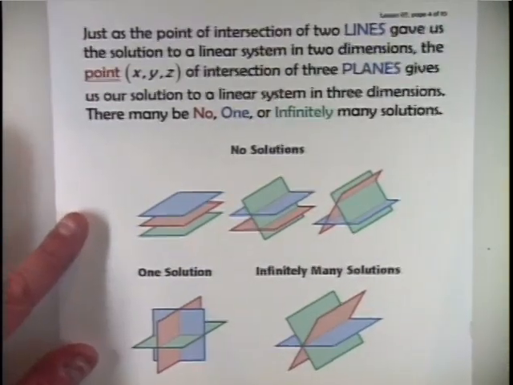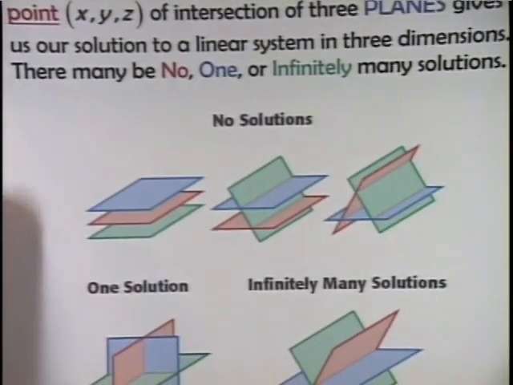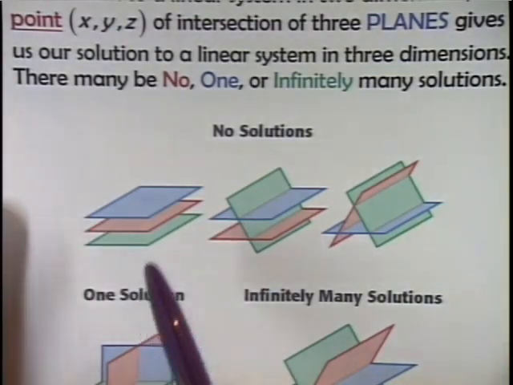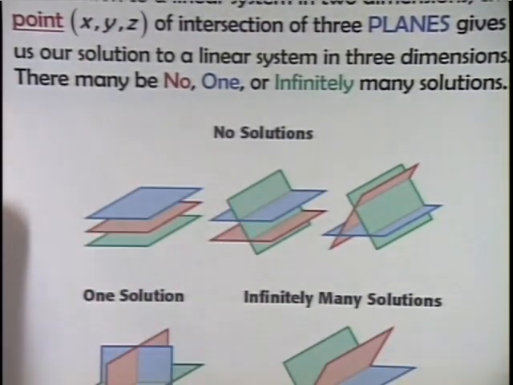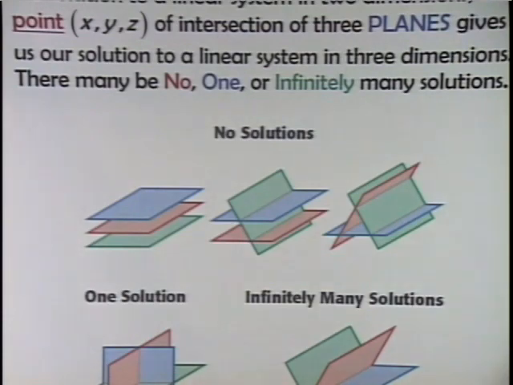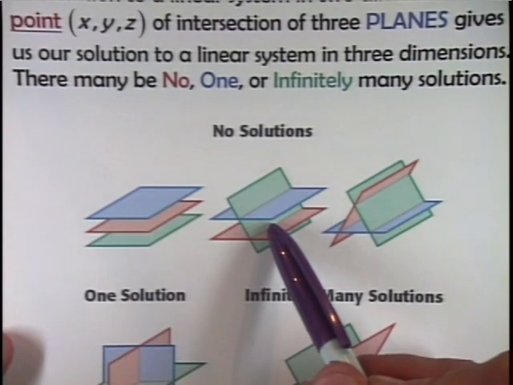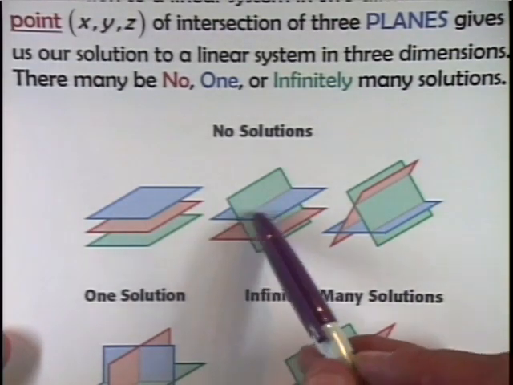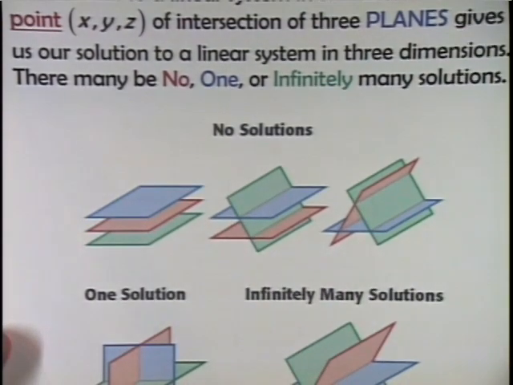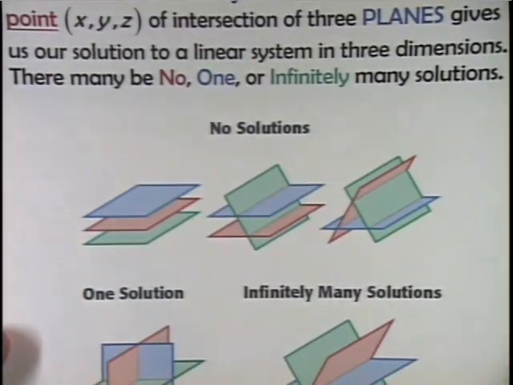The no solutions, it could take on one of 3 different forms. I can have 3 planes, the red, blue, and the green, that are all parallel to each other. They don't intersect at all. Remember, to be a solution, it has to be a common point of intersection for all 3 planes, which means in this example, I have the green intersecting the blue and the green intersecting the red, but I don't have all 3 intersecting at the same place, so this would also be no solutions.